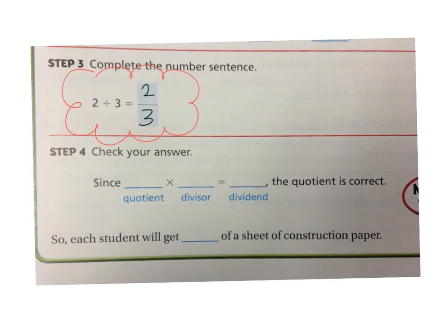How can we check our answer? How can we use what we know about inverse operations to check our answer? The inverse operation of division is, everyone? Multiplication. So I can start at the end. What's my quotient? 2/3 times my divisor, which was 3, should equal my dividend. What's 2/3 times 3? Go ahead and write that in your notebook.